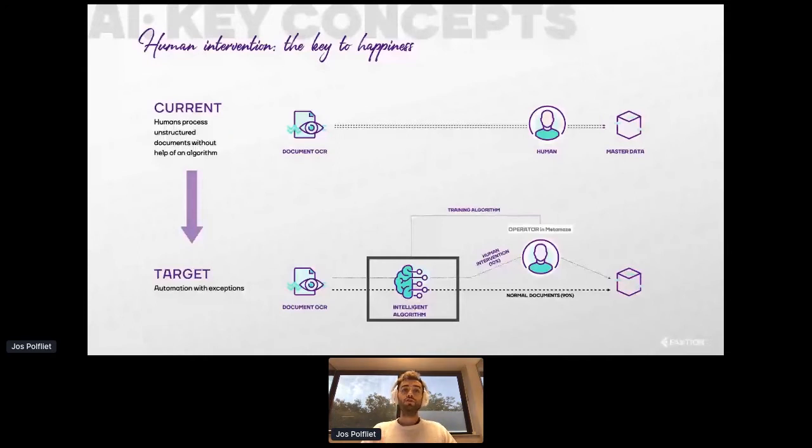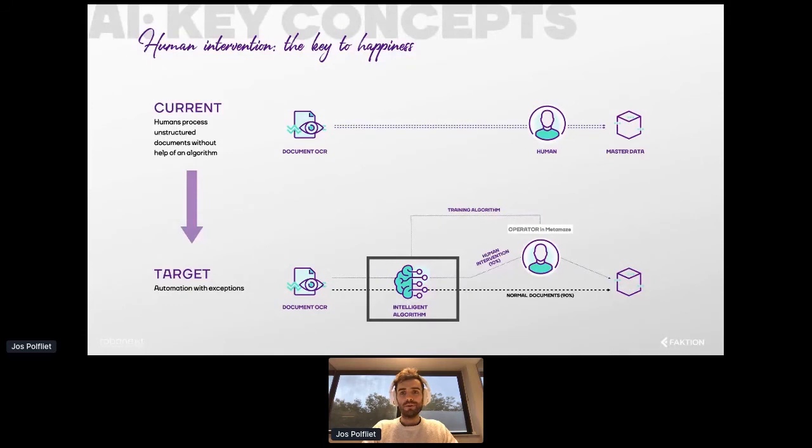So we want huge productivity gains for the bulk, for 90% of all cases, and then have the rest only handled by human operators. In this case, maybe you have an intelligent algorithm that can already process 90% of your documents automatically without any intervention, but it's the algorithm itself that will decide how confident am I about this particular document or about this particular picture or whatever. And if the algorithm is not confident, you send it over to the human operator, and then that human operator only needs to treat 10% of the data.